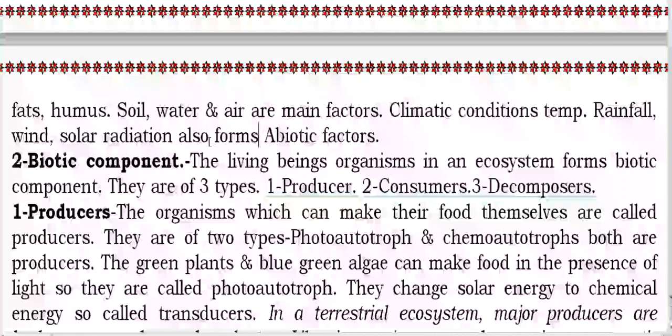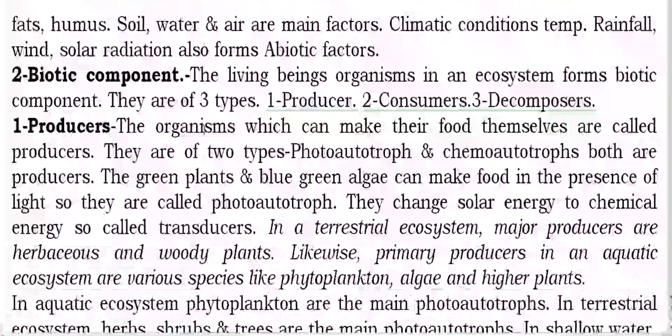Climatic conditions are also taken in the abiotic factor. Biotic factors include all those living organisms which are present in the environment. They are of three types. Producers are those organisms which can make their own food. They are generally phototrophs and chemotrophs. But chemotrophs are very few. They are mainly bacteria. So mainly phototrophs are considered producers.